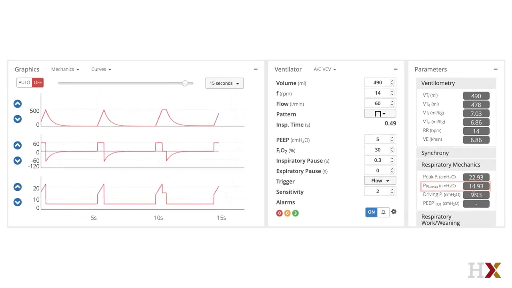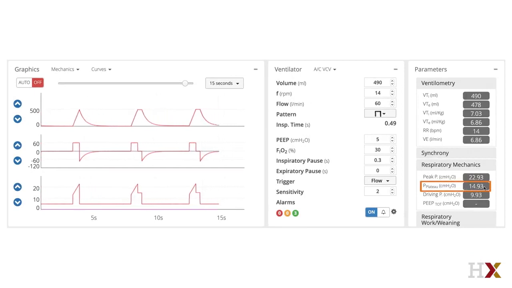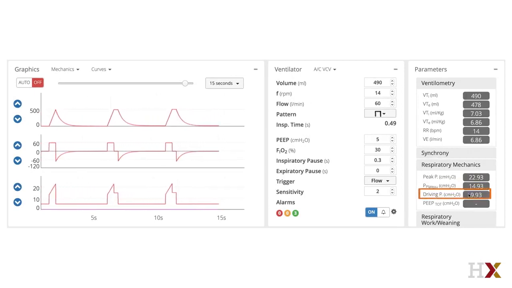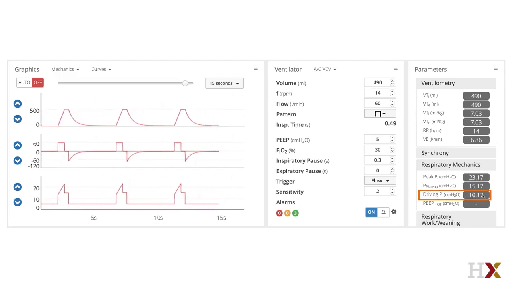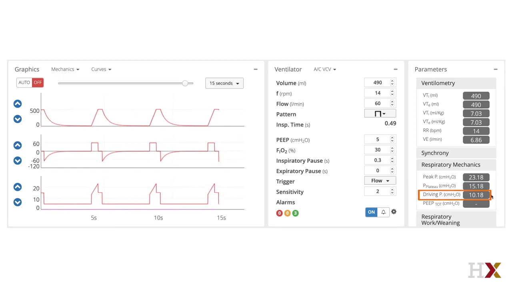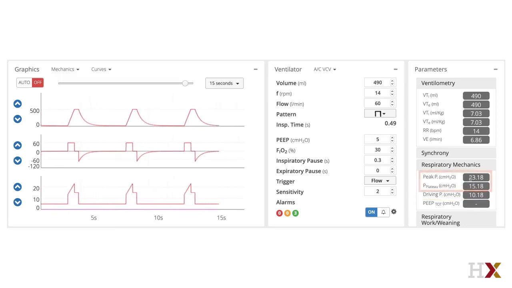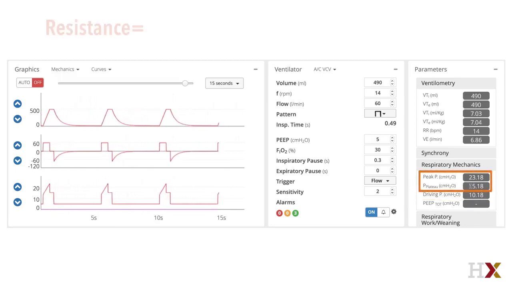And on the side here, you will see now there is a plateau pressure that is being read by the ventilator, and also driving pressure, which is just plateau minus PEEP. And this can be used to calculate respiratory system compliance. Also, peak pressure minus plateau can also be used to calculate resistance.